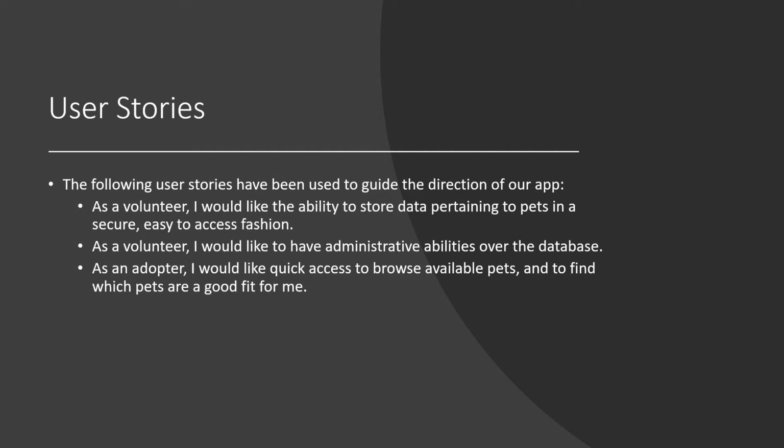So guiding the main direction of our app, we have written several user stories from the perspective of both the volunteer and the adopter. As a volunteer, I would like the ability to store data pertaining to pets in a secure and easy to access fashion. I would also like to have administrative abilities over this data storage to be able to manipulate any of the data directly through the backend. As an adopter, I would like to have quick access to browse available pets and to find which pets are a good fit for me.